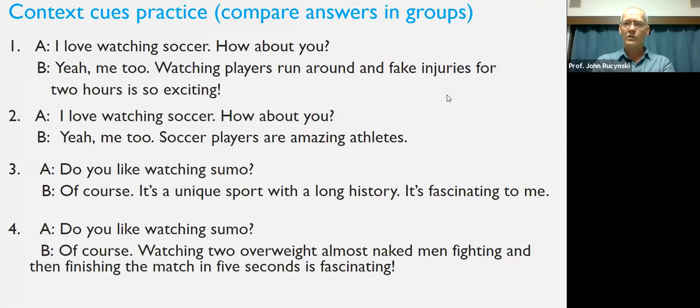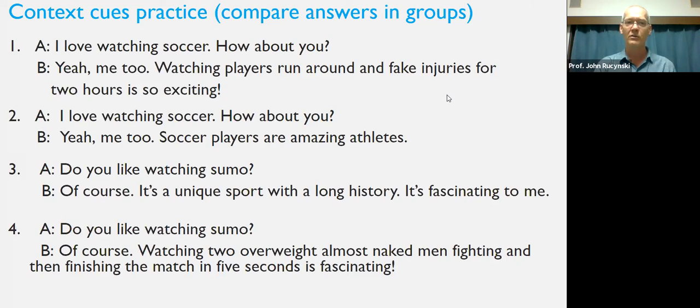Okay, you could also just break it down as context cues. So if they have a script, sometimes the words don't make sense. So compare two dialogues. So number one, I love watching soccer. How about you? Yeah, me too. Watching players run around and fake injuries for 2 hours is so exciting. But two, yeah, me too. Soccer players are amazing athletes. So the learners should identify that number one is sarcasm.